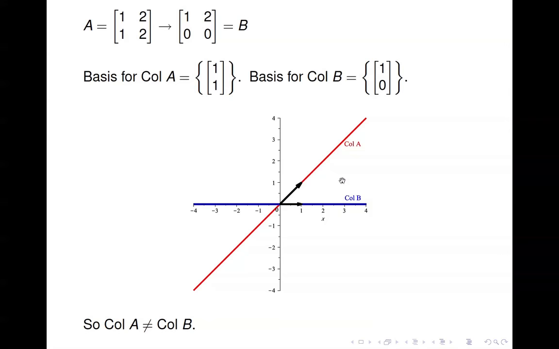So clearly here, these column spaces are not the same, right? These matrices are row equivalent, but their column spaces are not the same.